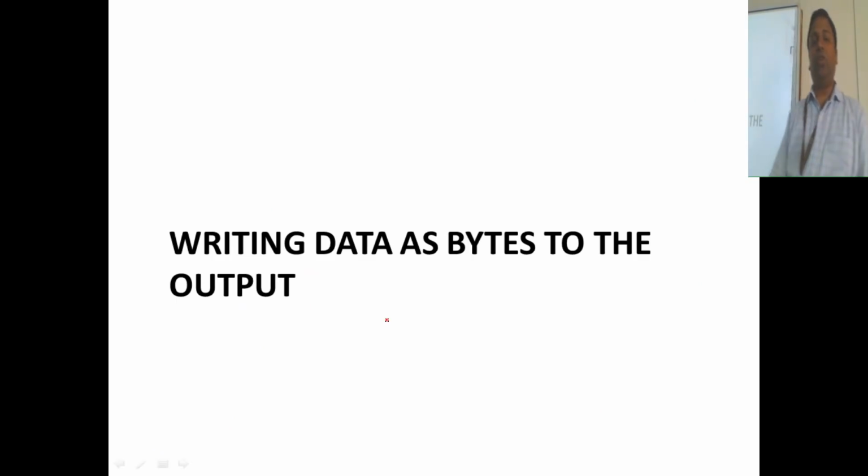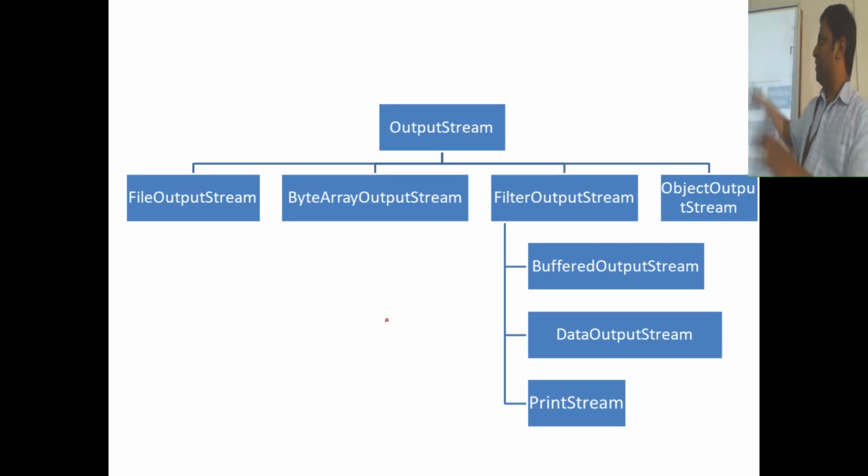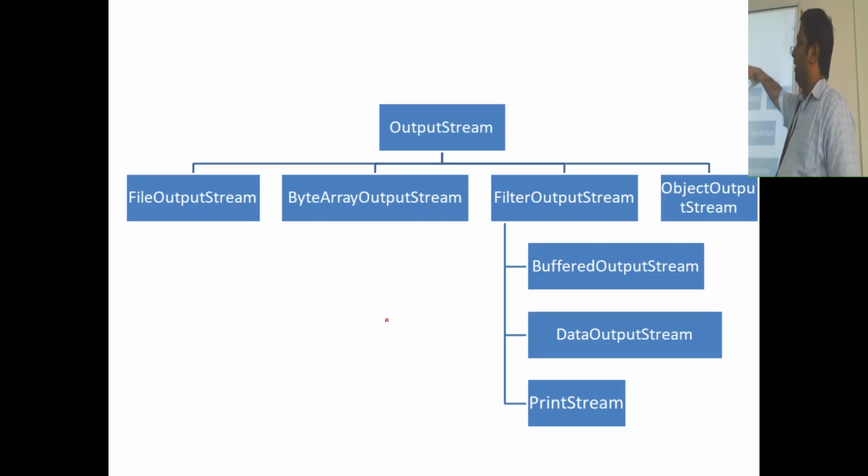Now, writing data as bytes to the output. Say we have read data from the file. If I want to write data in bytes to the output, Java offers us a set of classes, the OutputStream classes, for writing any data to your output. Normally this is used for writing data in the raw data format, like bits and bytes. So that is the OutputStream class.